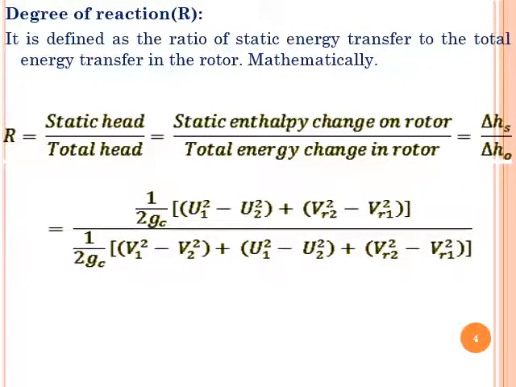Now the static head is given by the expression 1 by 2 Gc times (u1 square minus u2 square plus Vr2 square minus Vr1 square). This expression is called the static enthalpy change or static head. The total enthalpy change in the rotor is given by 1 by 2 Gc times (V1 square minus V2 square plus U1 square minus U2 square plus Vr2 square minus Vr1 square).